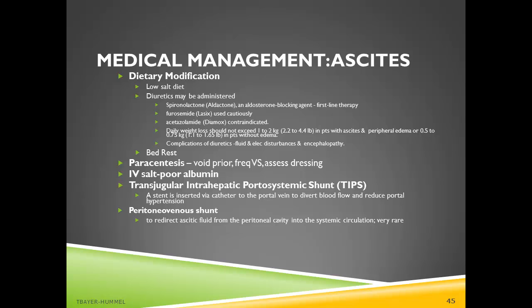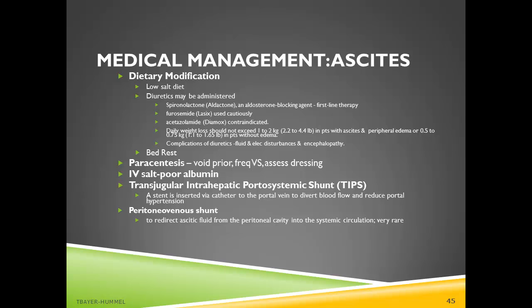Medical management of the patient in liver failure with ascites includes dietary modification, a low-salt diet. Diuretics may be administered. Paracentesis, which is a removal of fluid from the abdominal cavity to facilitate ease of breathing. IV salt-poor albumin might be administered at the time that a paracentesis is performed to manage the blood pressure.